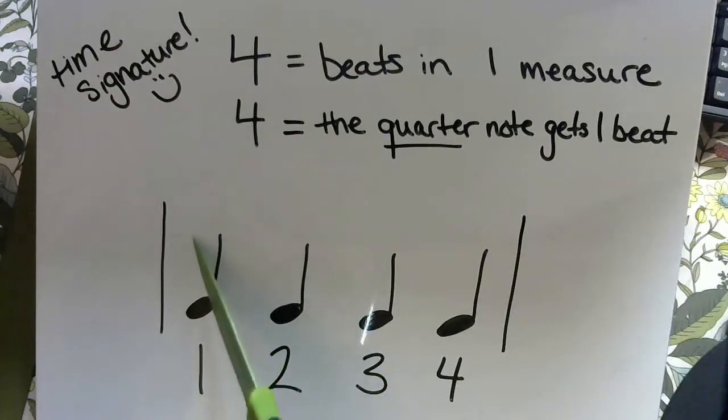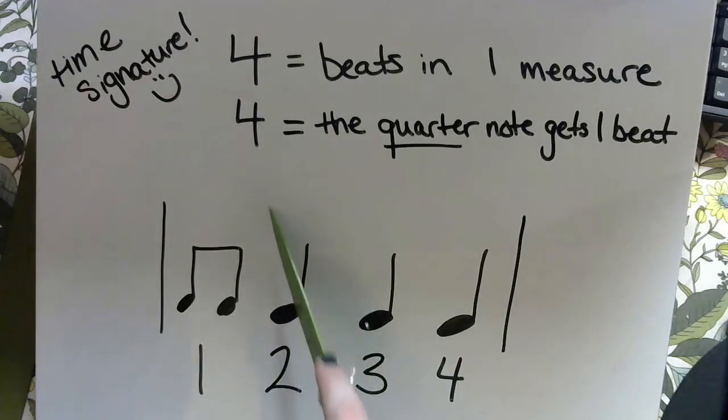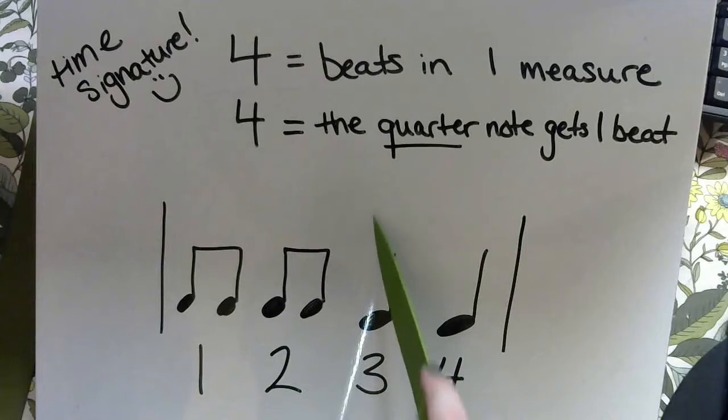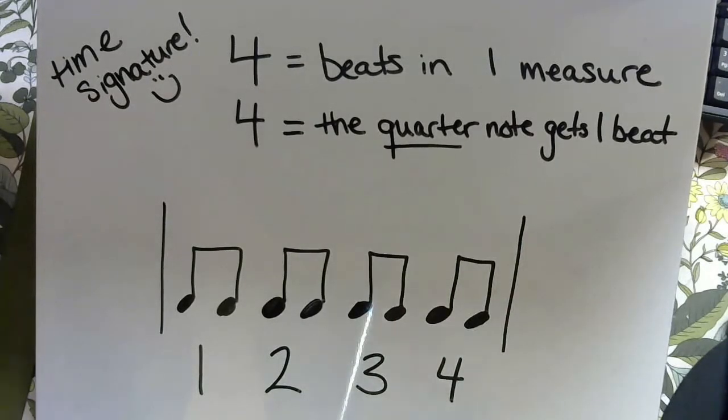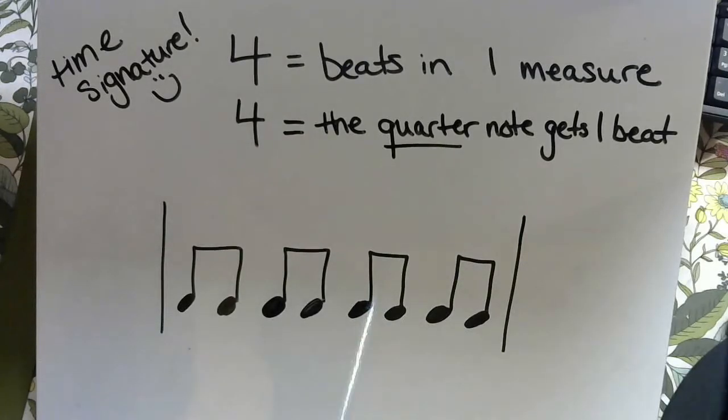Now, what if we took a whole measure of 4/4 and we cut every single quarter note in half? How many eighth notes would we have? 8, that's correct. We have 8 eighth notes, and we still only have 4 beats.